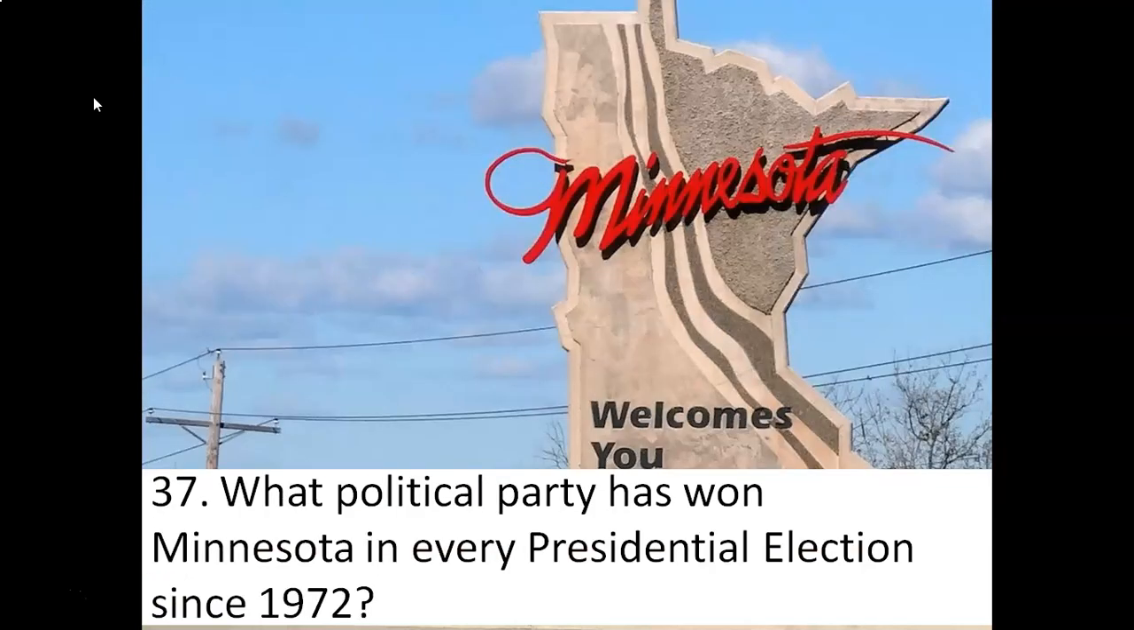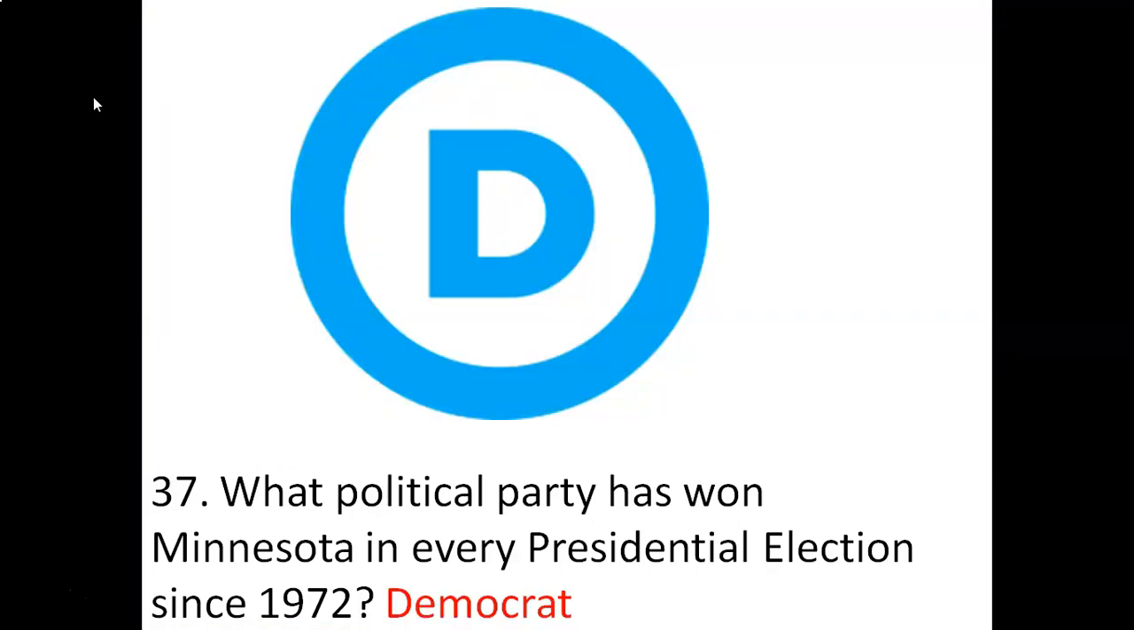What political party has won Minnesota in every presidential election since 1972? That is the Democrat Party. The last time a Republican or a non-Democrat won the state of Minnesota was in 1972 when Richard Nixon won 49 of the 50 states.